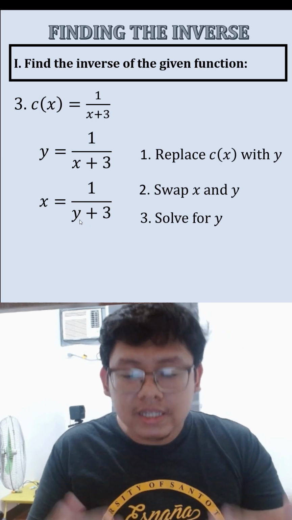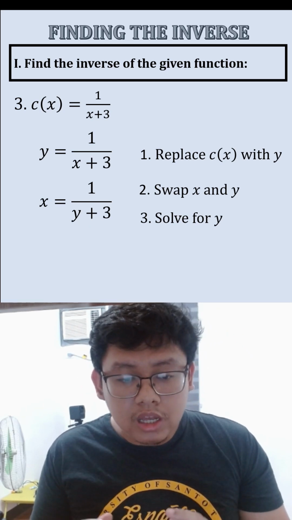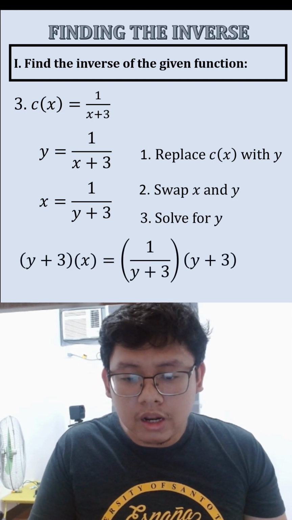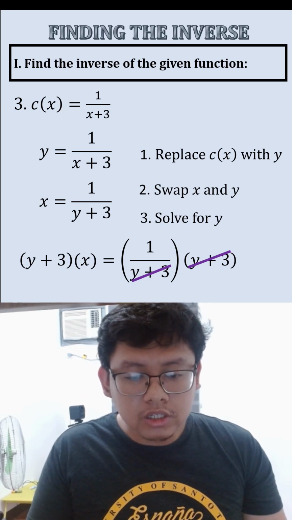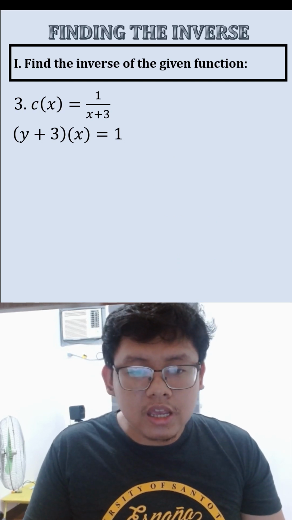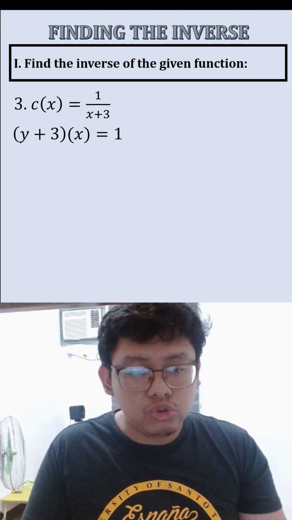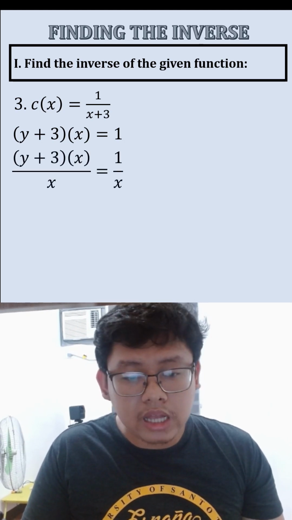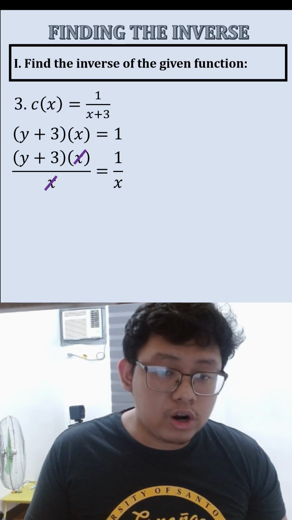Now, since y is in the denominator, we have to move the denominator y plus 3 to the numerator by multiplying both sides by y plus 3. So we can remove it from the denominator and place it beside x. So y plus 3 is equal to 1. So we have the quantity y plus 3 times x is equal to 1. Now, instead of distributing x to y and 3, we will proceed to dividing both sides by x, because our main objective is to isolate the variable y.